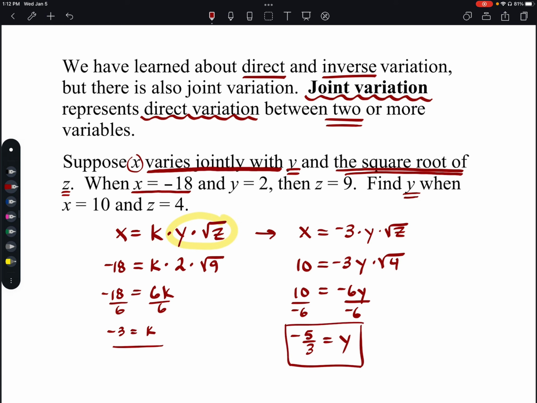Okay, so with this one, like I said, when it varies jointly, everything is being multiplied times k. So what we're really looking at here is, as our value of x increases, so will the product of y times the square root of z. So that product will increase. As x decreases, that product between those two will decrease. It's not between the individual parameters or variables there.